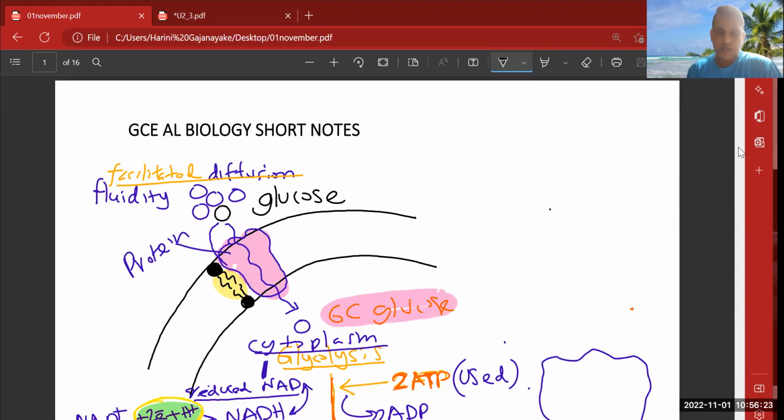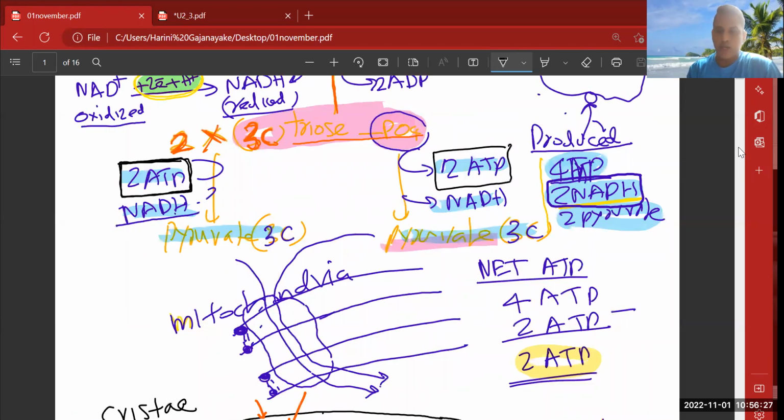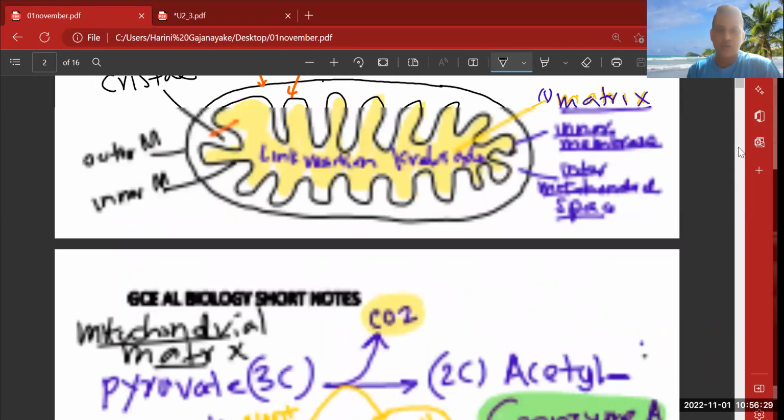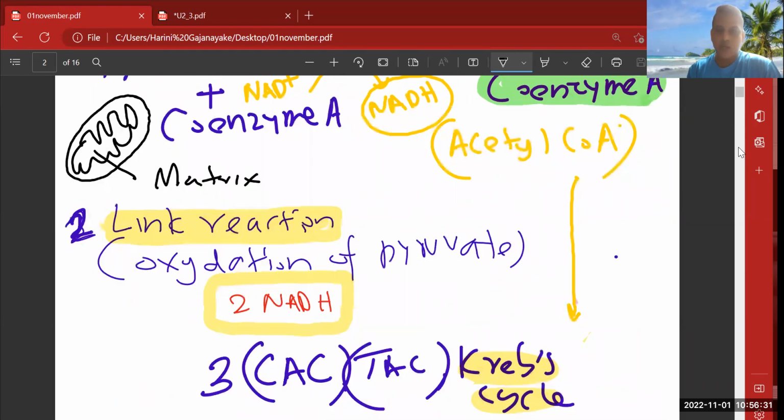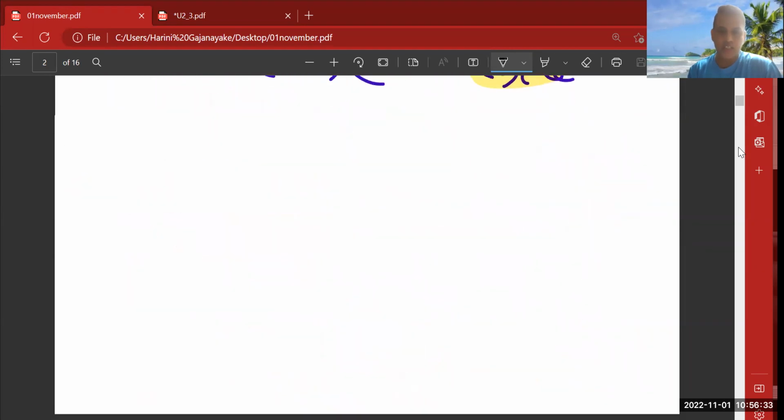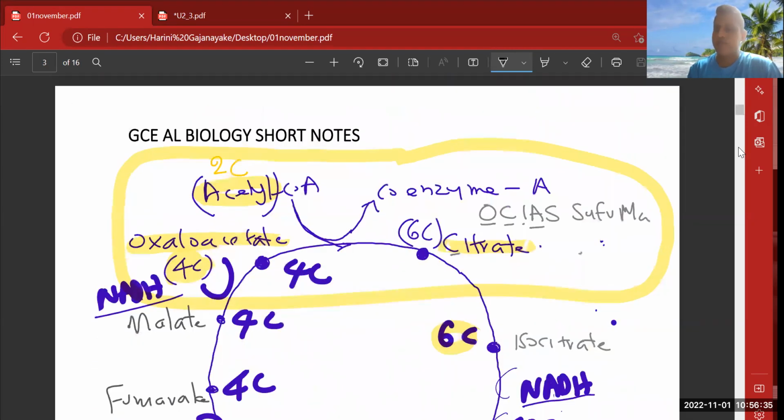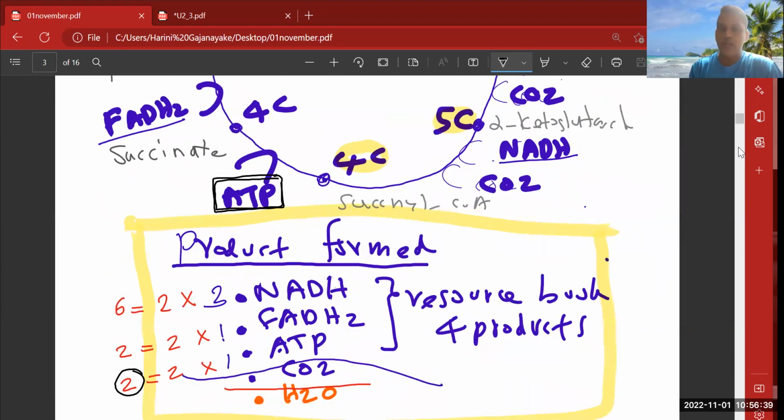Summary: glycolysis takes place in the cytoplasm. It produces pyruvate. Pyruvate enters the mitochondria. Then acetyl-CoA is produced. Acetyl-CoA enters the Krebs cycle. The Krebs cycle completely oxidizes it. And there are two energy productions. One is substrate level. One is oxidative phosphorylation.